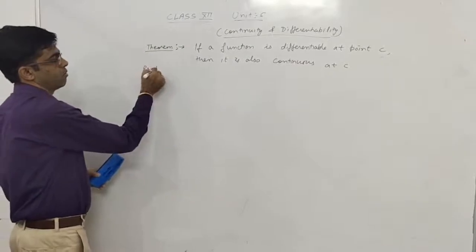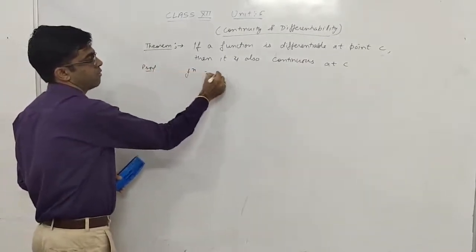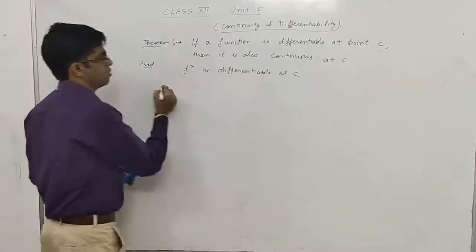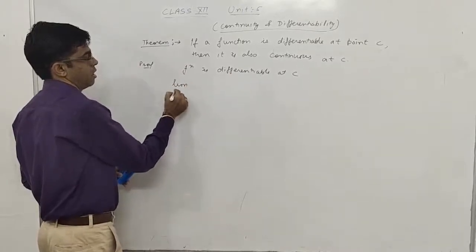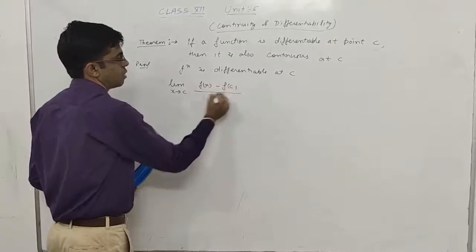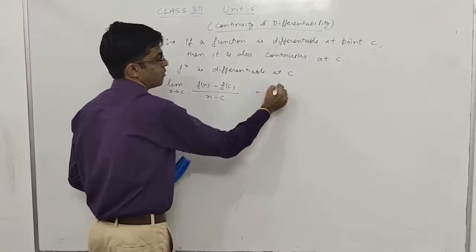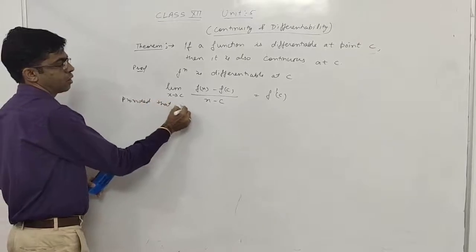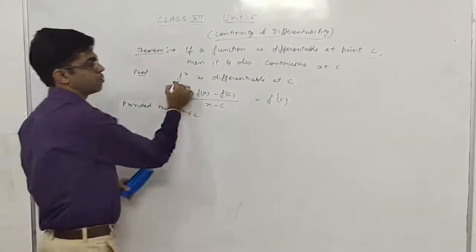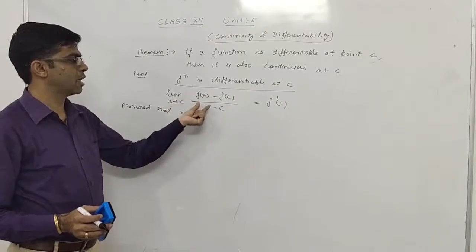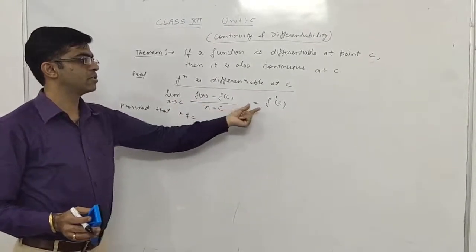So given function is differentiable at C, so limit x approaches to C, f(x) minus f(c) upon x minus c is equal to f dash c, provided that x is not equal to c. If the function is differentiable, so we had studied that, then this limit x tends to c, f(x) minus f(c) upon x minus c gives you f dash c.